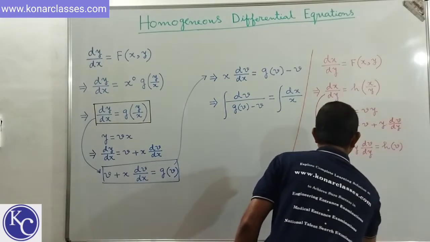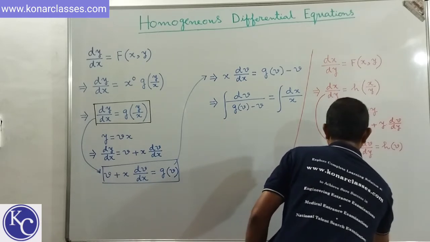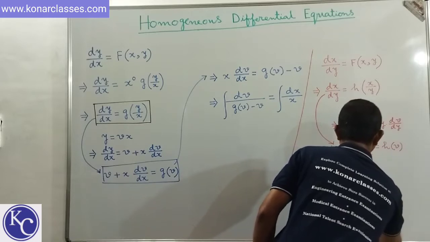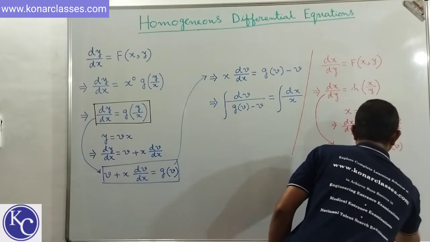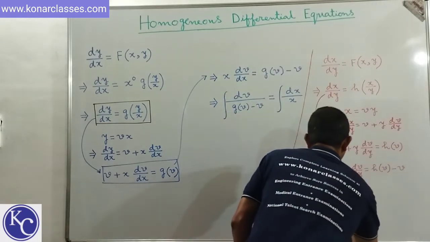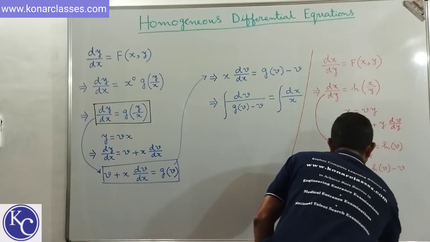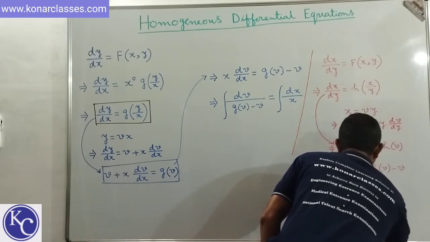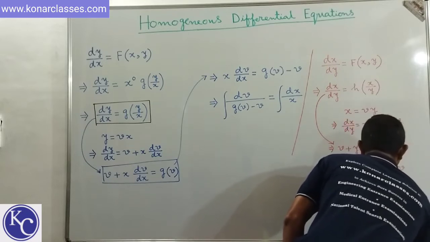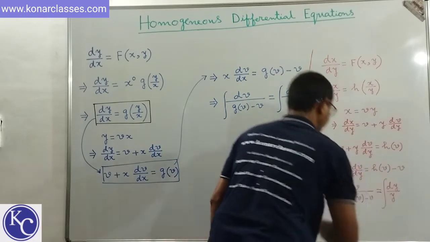Correct? So in a similar manner we get y into dv/dy is equal to hv minus v. Correct? So from here we get dv divided by hv minus v is equal to dy by y. Correct? And after that, integrate both the sides.